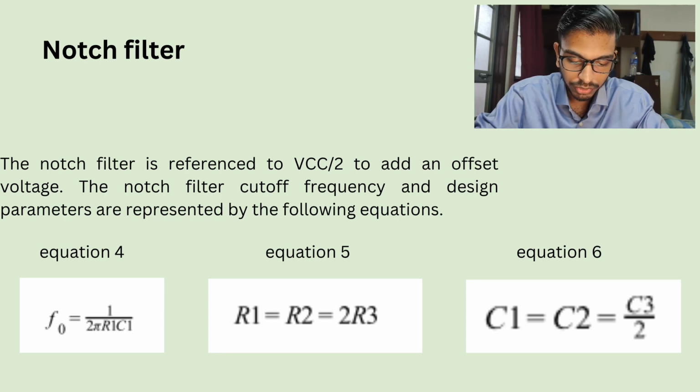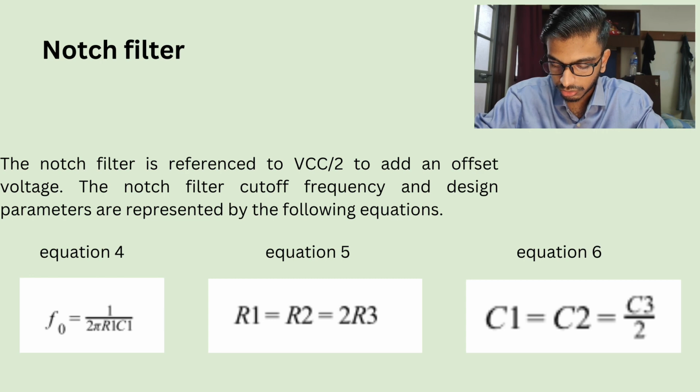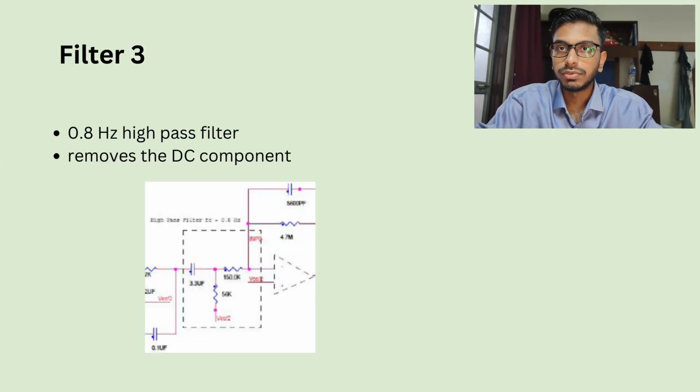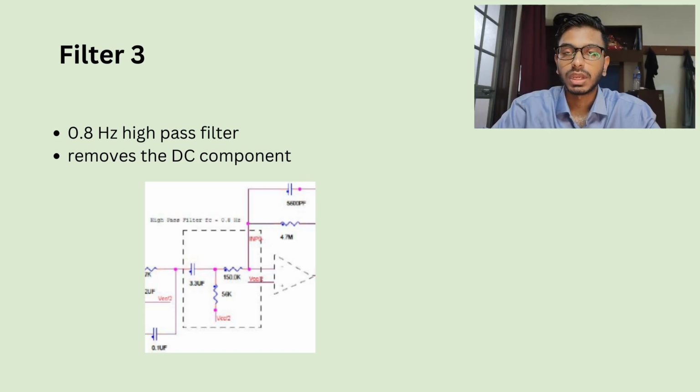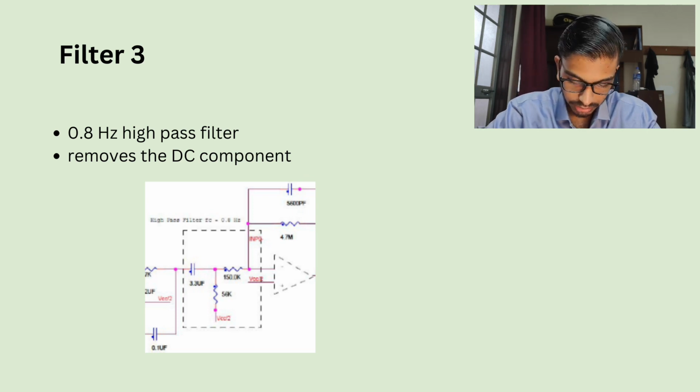The notch filter cutoff frequency and design parameters are represented by these equations. F0 equals 1 over 2 pi R1 C1. R1 equals R2 equals 2R3. And C1 equals C2 equals C3 over 2. Moving on to filter 3. Filter 3 is a high-pass filter, which means that it passes signals with a frequency higher than the cutoff frequency and attenuates signals with frequencies lower than the cutoff frequency. The capacitor will remove the DC, this capacitor here.